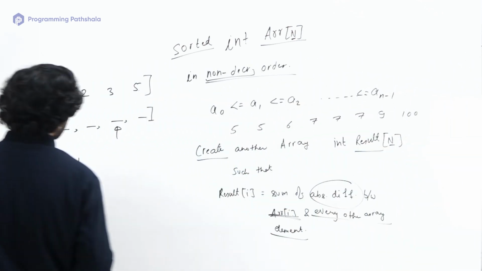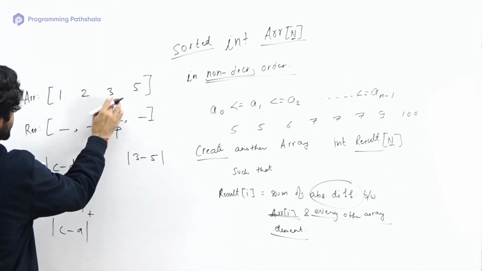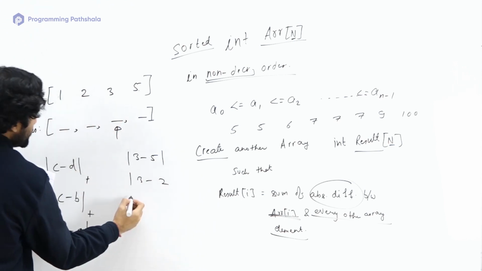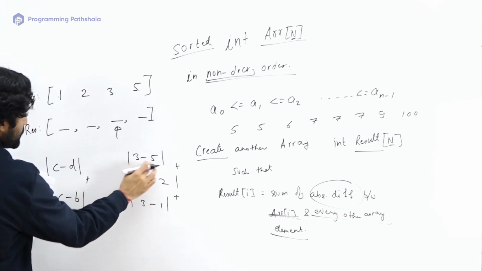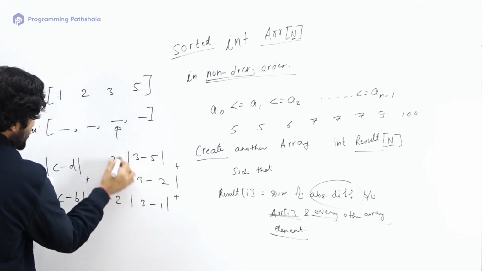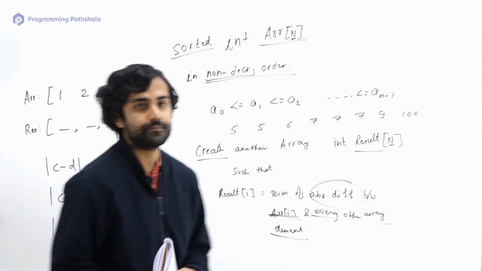So first you will compute the absolute difference of 3 and 5, which is mod 3 minus 5. Then the absolute difference of 3 and 2, which is mod 3 minus 2. And then the absolute difference of 3 and 1, which is mod 3 minus 1. And when you sum them up, what is mod 3 minus 5? It is 2. What is this? 1. What is this? 2. And the sum of these is 5. So the value that should come over here must be 5.